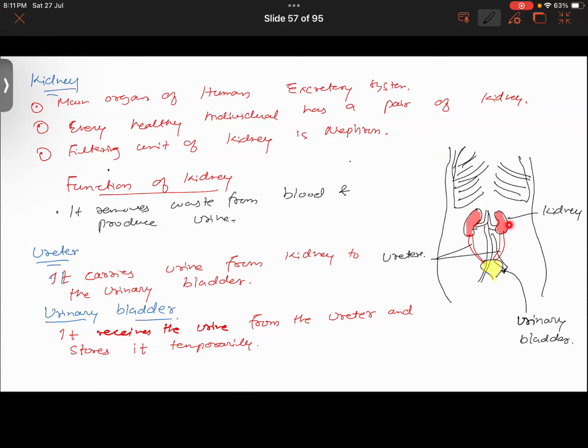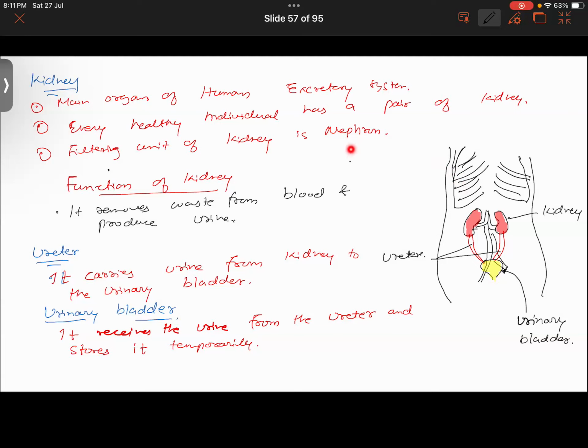What is the filtering unit of the kidney? That's the doubt I had: how is the urine filtered in the kidney? How is the urine filtered in the kidney?